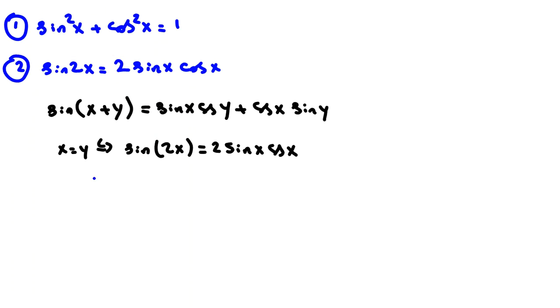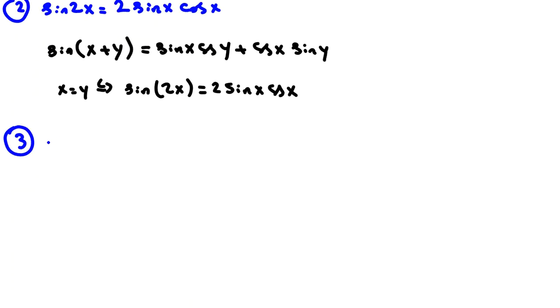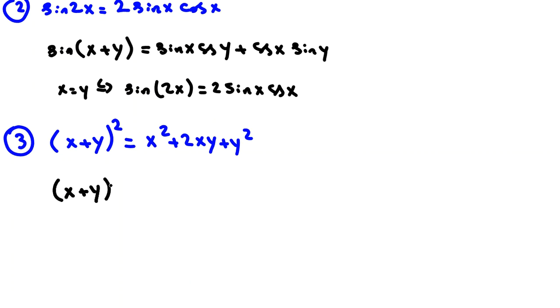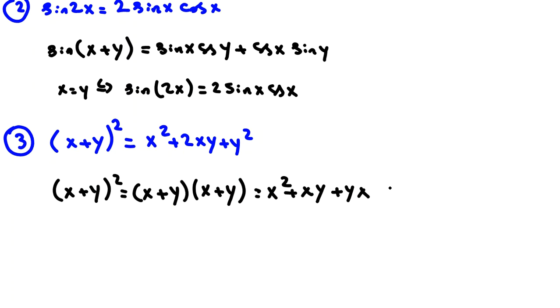Now, another one: I want to use the binomial theorem. I only want to write the things we need here. It has a general formula for n. The third one: x plus y squared is x squared plus 2xy plus y squared. The proof is easy. You can say x plus y squared equals x plus y times x plus y. It will be x times x, x squared, x times y, xy, y times x, yx, plus y times y, y squared. And you can say x squared plus 2xy plus y squared.